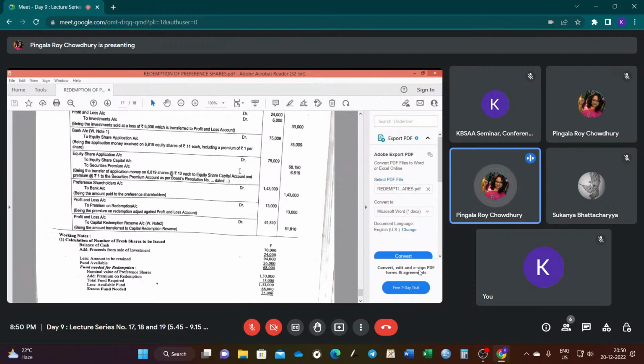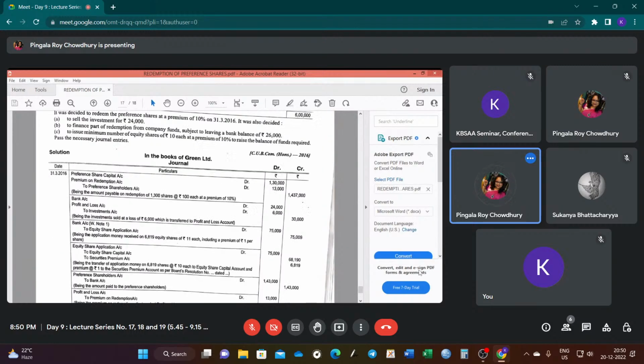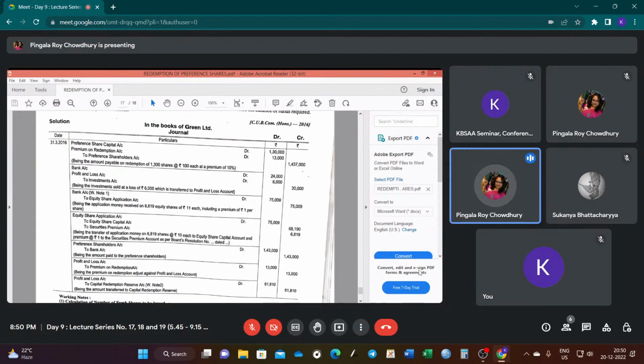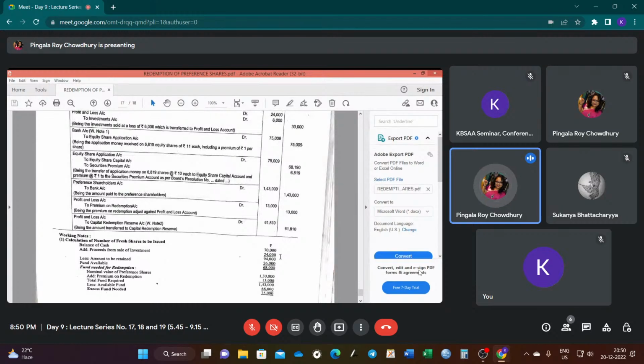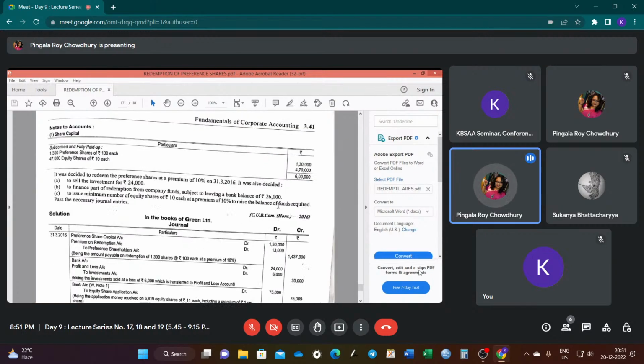See, investment has been sold for rupees 24,000. So 24,000 is an inflow for the company. So 24,000 will be added to the existing cash balance, which will give 94,000. Now, the amount you have to retain, that means how much you have to leave as bank balance in your new balance sheet, is 26,000.